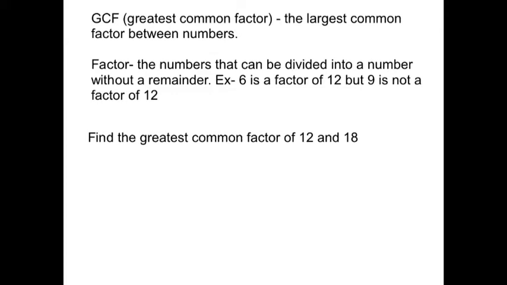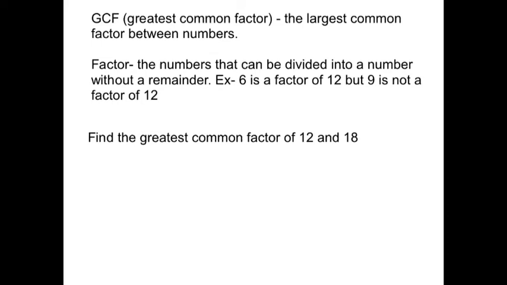So a factor are all the numbers that can be divided into another number without a remainder. So if we were to take the example of 12, 12 has many, many factors. 1 and 12, 2 and 6, 3 and 4. Okay, so 6 is a factor of 12. 2 is a factor of 12. But 9 is not a factor of 12 because if you try to divide 9 into 12, you get a remainder. 9 doesn't go into 12 evenly. You cannot divide 12 by 9 and get a number without a remainder. So factors are numbers that go into another number.